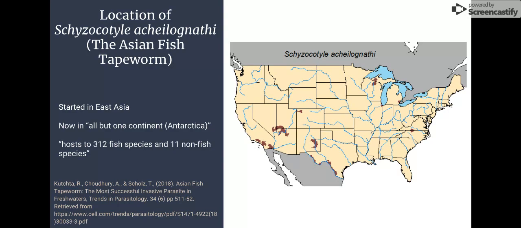So it's been found. It is known. We don't know what species it's unknown in. We only know the known species. So it's known in 312 fish species and 11 non-fish species. I saw there was a dog host, a horse host, a human host, and a fish host, along with other ones too.